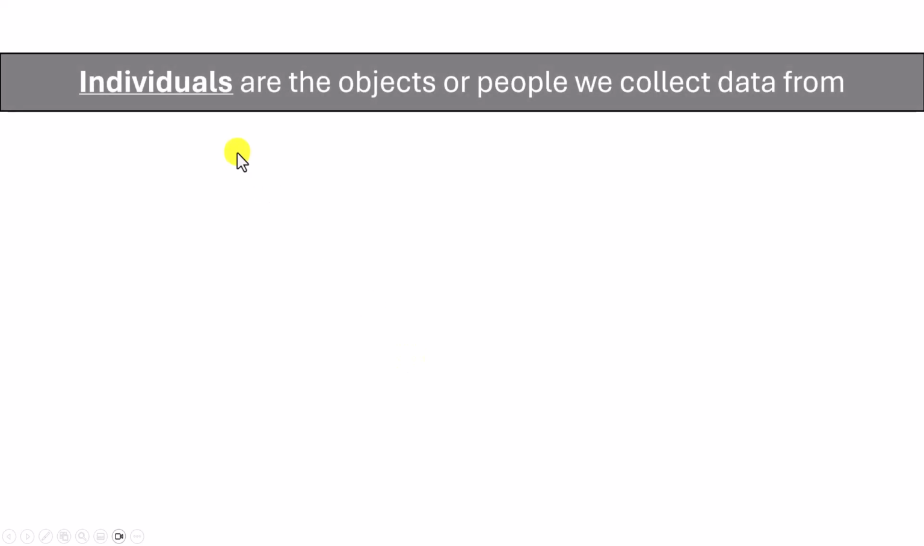Okay, so we have a couple of other terms that we need to get out of the way here. In statistics, the individuals are the objects or people that we are collecting data from. They don't have to be people. They can be a number of different things. They could be animals. They could be tables. It could be objects, right? Whatever you are actually collecting the data from, that's what we would consider to be an individual.